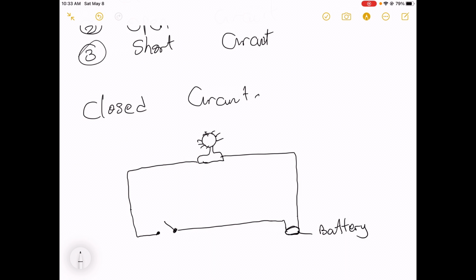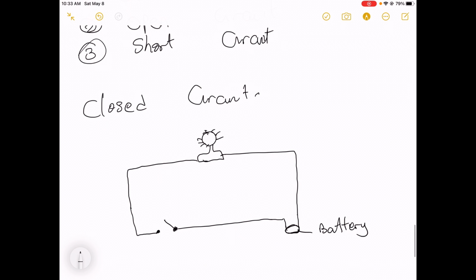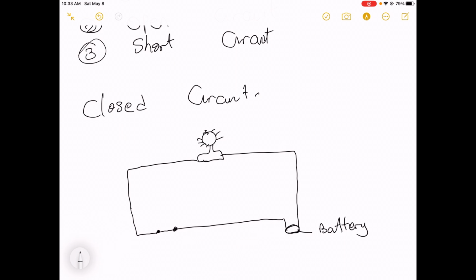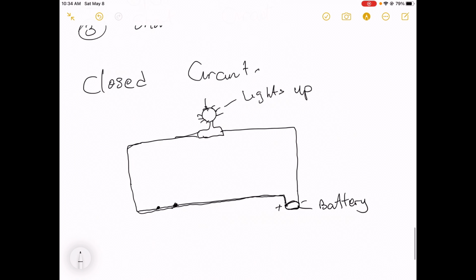Now, if you look at this switch, it is open, right? If I decide to close this switch, what happens? Current flows through and goes up. And what happens to our bulb? It lights up. So this is a closed circuit because the switch is closed.